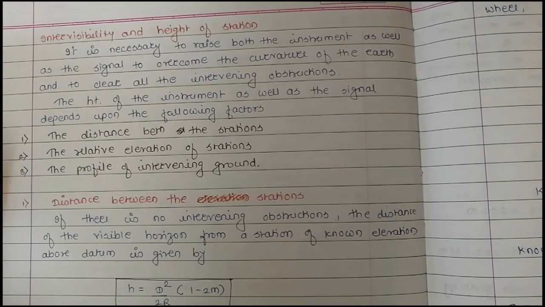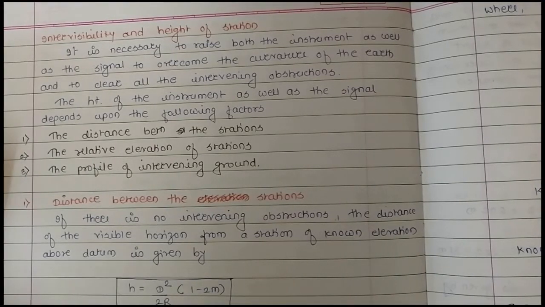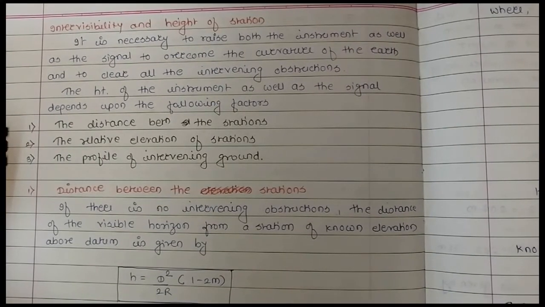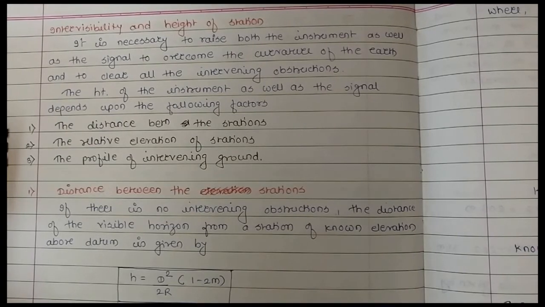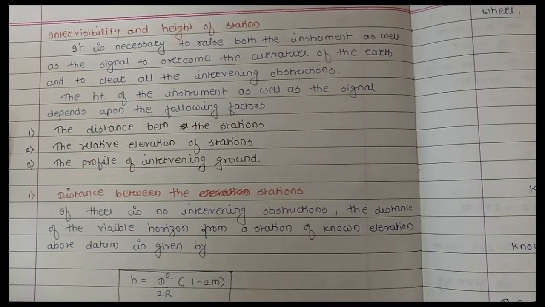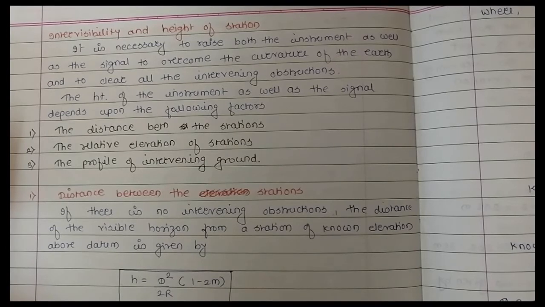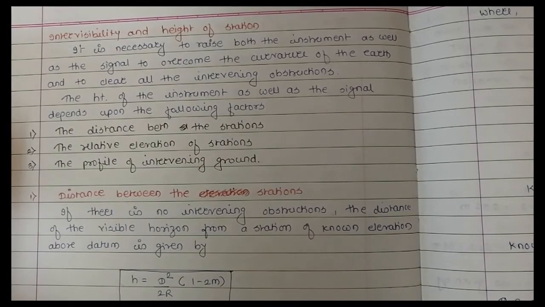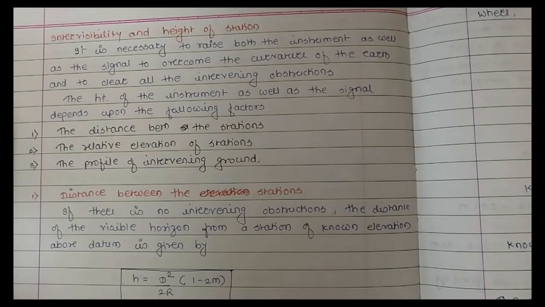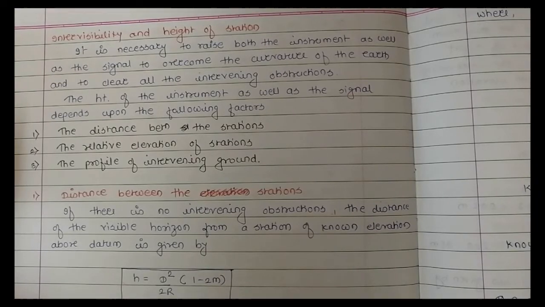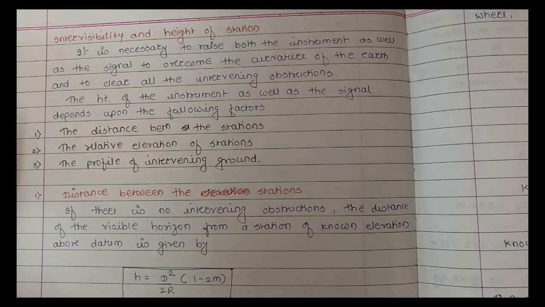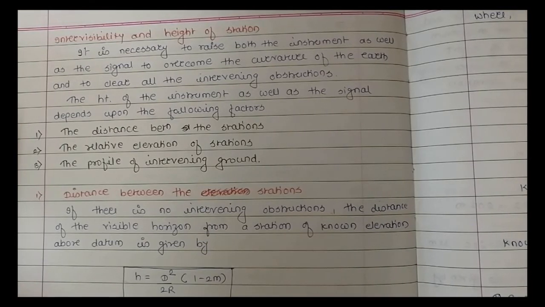So today we will discuss the topic that comes under triangulation survey, the first unit: intervisibility and height of station. When we select the triangulation stations, we first check whether the stations are visible or not, because in triangulation survey the distances are very long as compared to plane survey. So it is mandatory to check whether the stations are visible or not. Here we are going to discuss how to check the intervisibility of the stations.